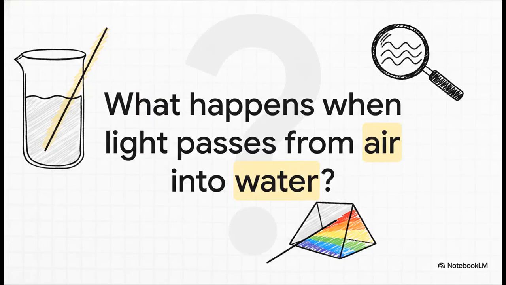So, today we've mastered what happens when light bounces. But what happens when light actually passes through a different material, like from the air into a glass of water? Well, that's when light bends, and that phenomenon is called refraction. And we will explore that in our very next explainer.